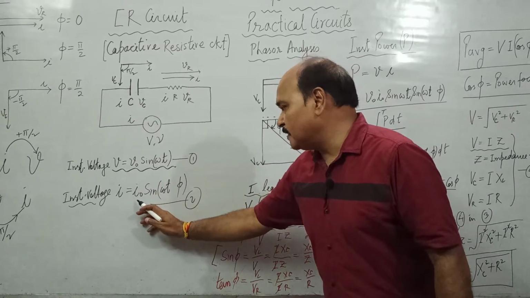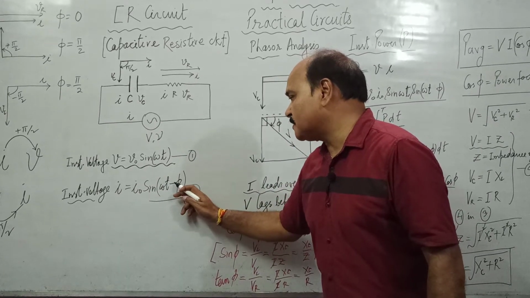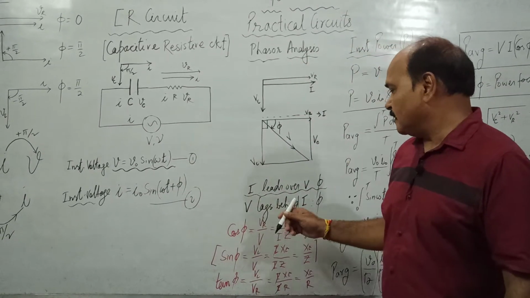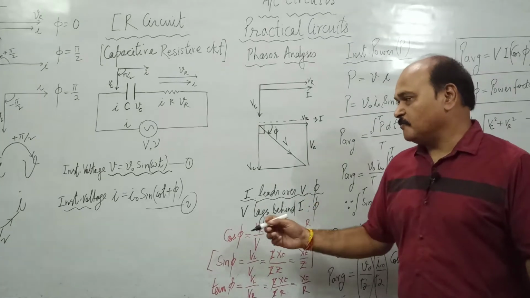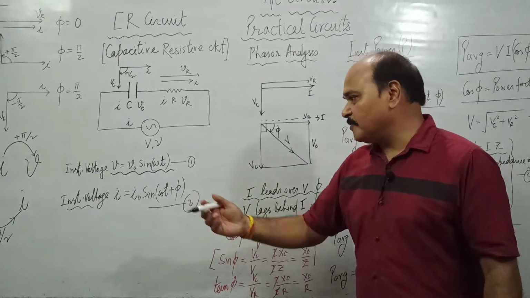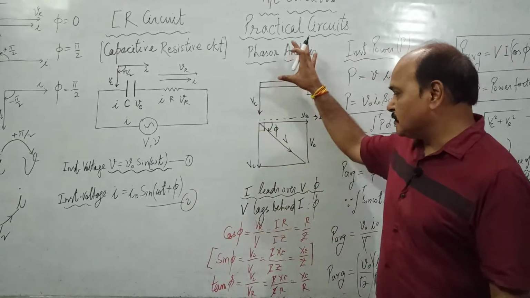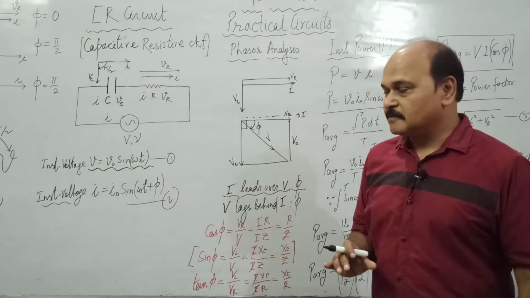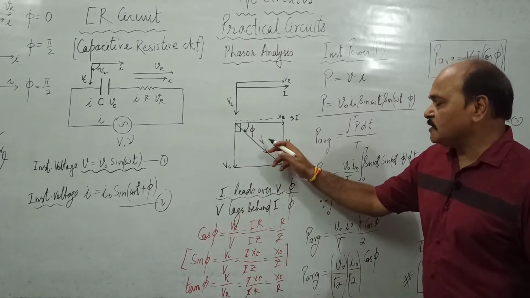Now since I leads over V by phase phi, the instantaneous value of current is going to be I naught sine of omega t plus phi. Current leads over voltage by phase phi. So we have made a change here in the phase, and see how easily we are able to write down the value of current using this phasor analysis. Okay, so what about this V?